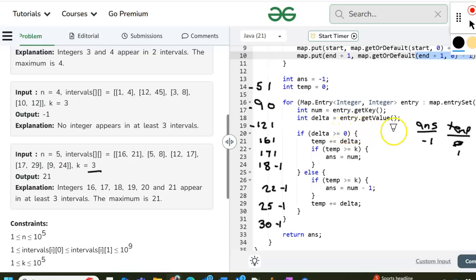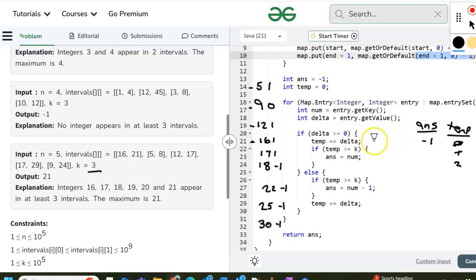Delta is 1, so we add the delta to temp. Is temp 2 greater than or equal to k? No, it isn't. Okay, next number, 16.